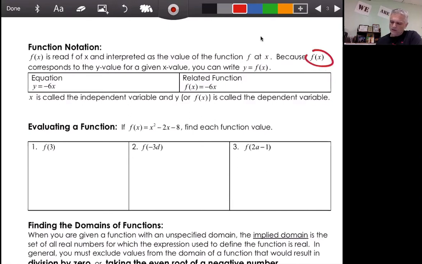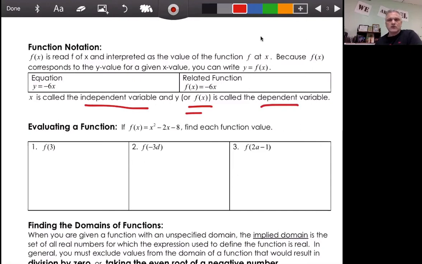So f of x, as I just said, is the y value. So we used to say y equals negative 6x is the equation of a certain line. Now we're in precalculus. We're going to say f of x equals negative 6x. Just make it seem a little fancier for us. So x, again, is the independent variable, usually the number that you plug in, that you substitute. And y, or f of x, is called the dependent variable. Kind of nice.